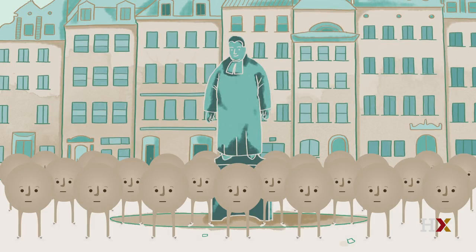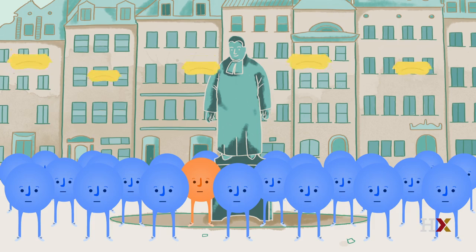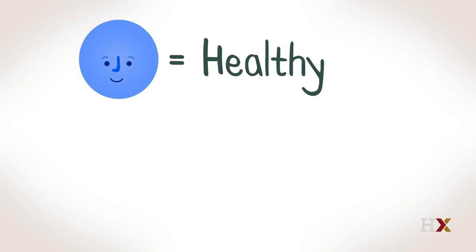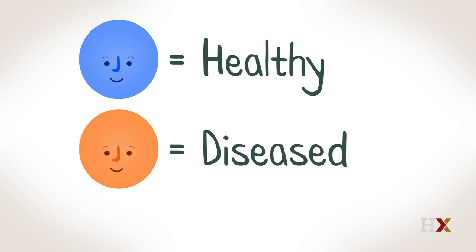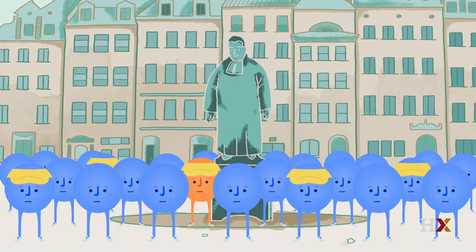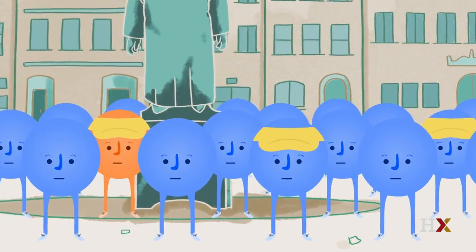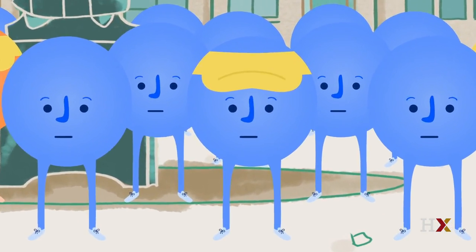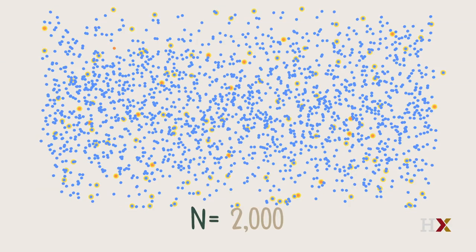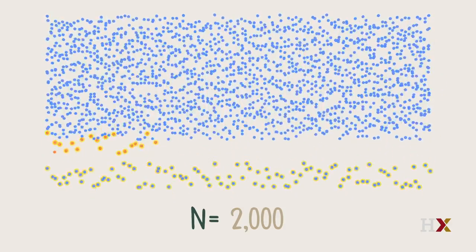Let's imagine that we conduct the test for every single person in Baysville and assign each person who tests positive for conditionitis a yellow hat. Recall that healthy people are represented as blue, diseased people are represented as orange, and a yellow hat represents a positive test result. Since the test is not 100% accurate, some of the people who get hats probably don't actually have conditionitis. The combination of the test results and the true disease status classifies our population into 4 groups.